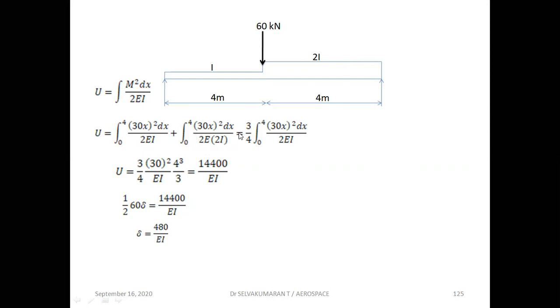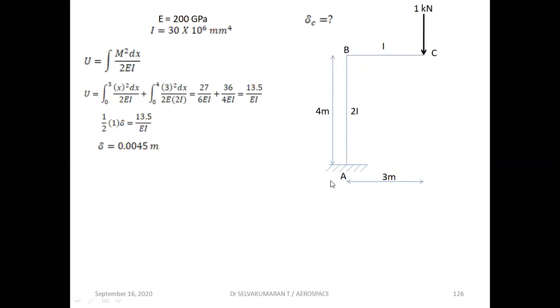If you simplify this after integration, applying the limits, you get 14,400 by EI, which is the strain energy stored for the given beam for the given loading. External work done is nothing but half into W into delta. Here W is 60, so delta is equal to 480 by EI, which is the deflection at the center of the beam.